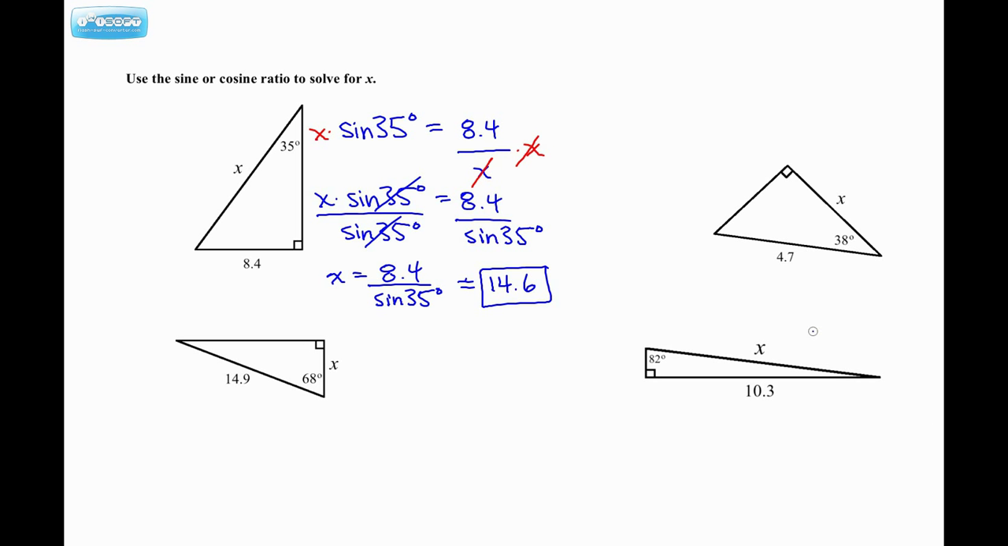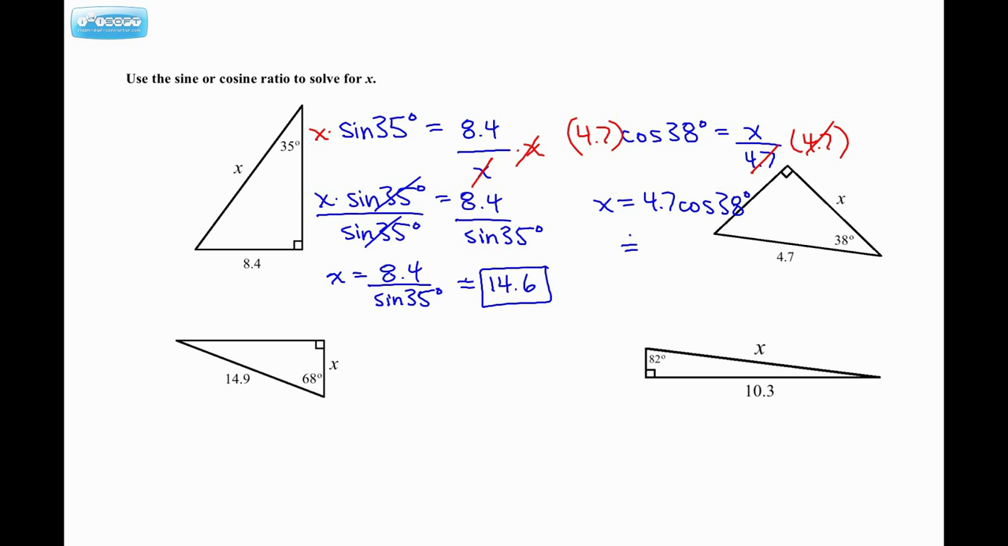So which ratio do we use? We want the ratio that uses the hypotenuse and the adjacent, but not the opposite. Well, that's the cosine ratio. So let's set it up. The cosine of 38 degrees is the adjacent divided by the hypotenuse. All right. Let's multiply both sides by 4.7. This one's going to be easier than the last one. So those cancel, and to get x, I just take 4.7 and multiply it by cos 38.